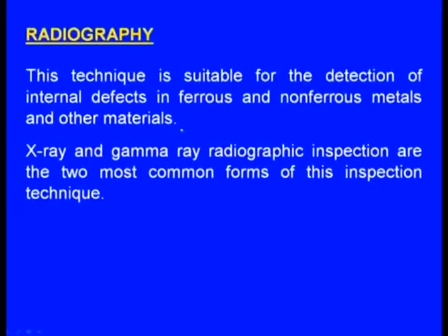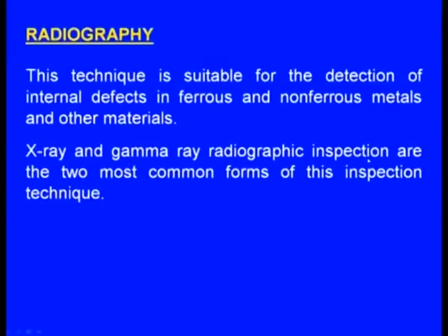This technique is suitable for the detection of internal defects in ferrous and non-ferrous metals and other materials. X-ray and gamma ray radiographic inspection are the two most common forms of this inspection technique. So, in this radiography we use X-rays and gamma rays for the examination of the materials.